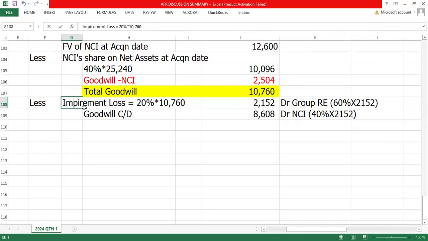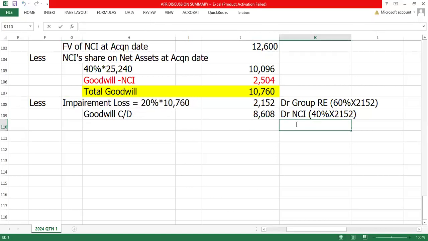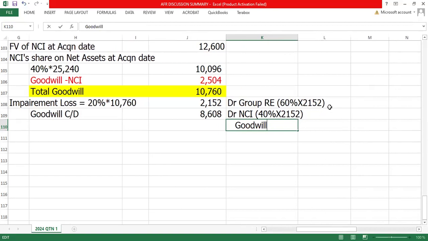The remaining balance goes to what? Impairment. It goes to what? The goodwill, eh? It goes to asset goodwill. Goodwill. Okay. So already this one you will be having it already. It has been reduced. Eh?